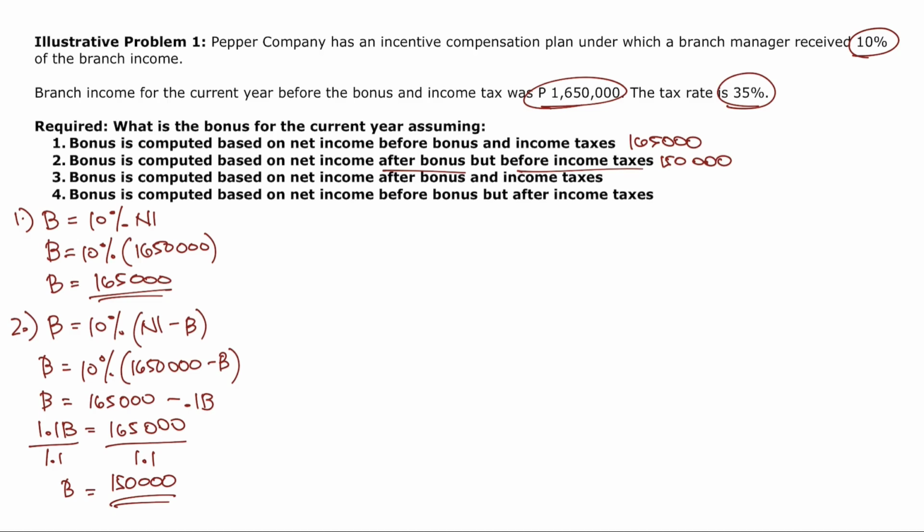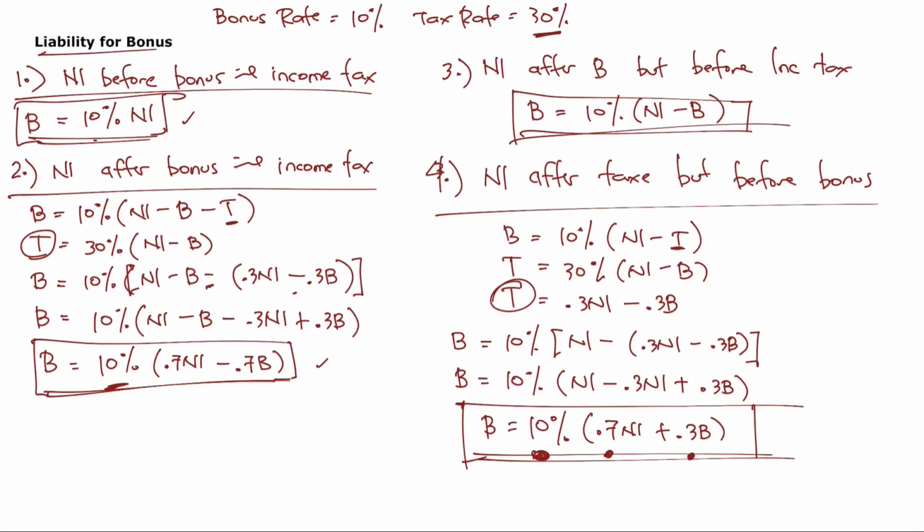Now, punta po tayo sa number 3. Number 3, bonus is computed based on net income after bonus and income taxes. So, after, no? So, dito once again, kapag after, B will be equal to the bonus rate of 10% times 0.65 net income minus 0.65 bonus. Sir, saan mo galing yan? Well, sabi nga natin yung dulo na lang yung kinakabisado sa solution ko kanina. At dito, nagbabago po, no? Once again, nagbabago yung nasa loob ng parenthesis, depende sa tax rate. Naging 0.7 to kasi 30% ang tax rate.